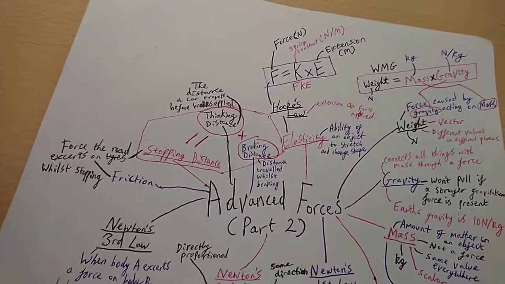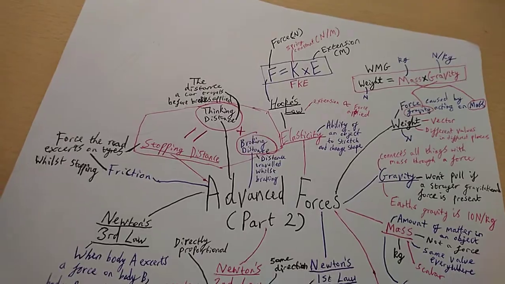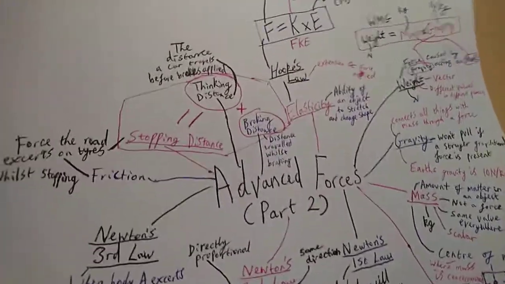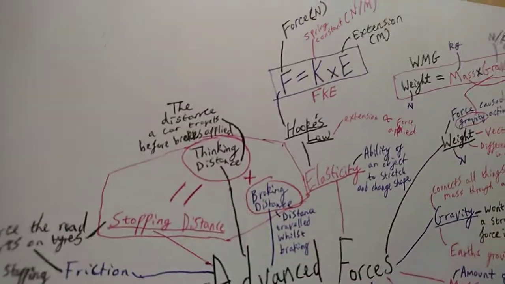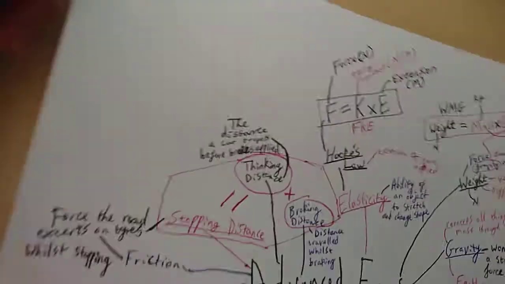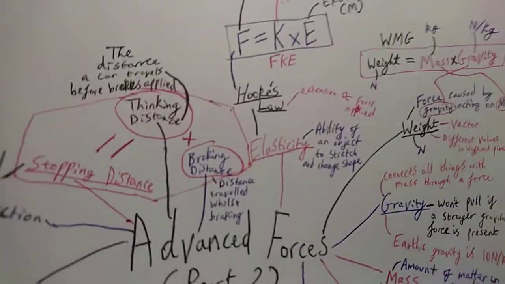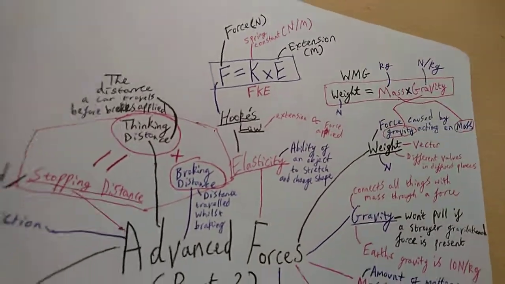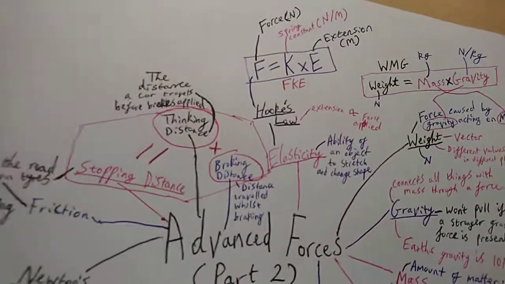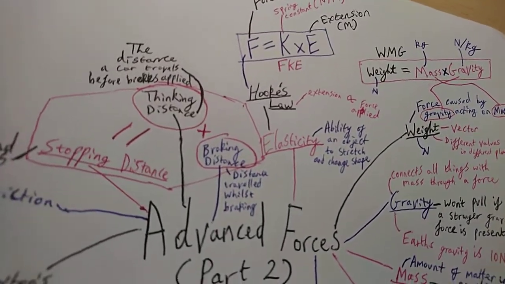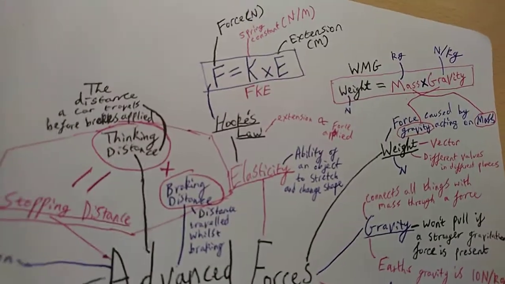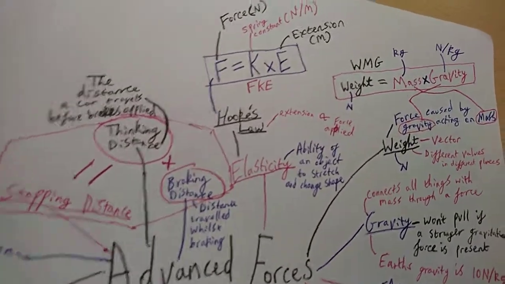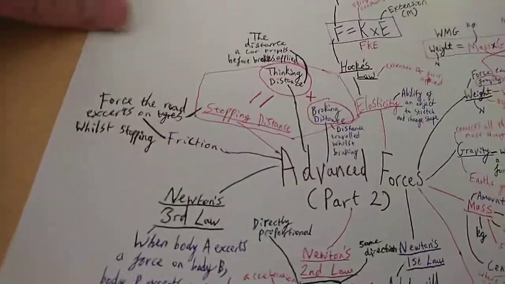So what is friction? Friction is the force that the road exerts on tyres. When something's stopping, which includes using friction, the stopping distance equals the thinking distance plus the braking distance. The thinking distance is the distance a car travels before the brakes are applied, and the braking distance is the distance travelled whilst braking. Basically, the thinking distance is how long you spend thinking about pressing the brakes before you do, and the braking distance is the distance it actually travels whilst braking, as it slows down incredibly quickly when you hit the brakes.